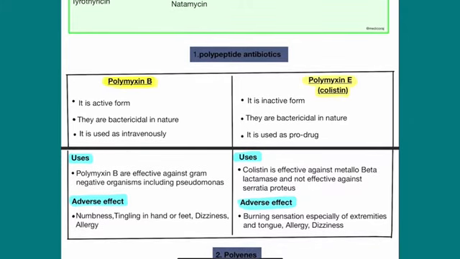What is the difference? Polymyxin B is an active form and polymyxin E is an inactive form. What does inactive form mean? It means it is used as a prodrug. Some people don't know what a prodrug is. A prodrug is a biologically inactive compound which is metabolized in the body to produce the active form, the active drug. So it is an inactive compound.